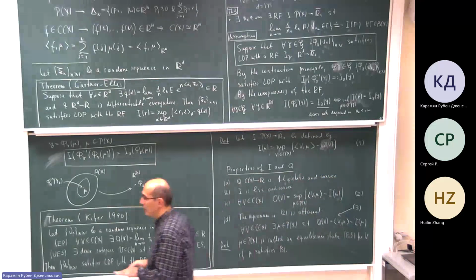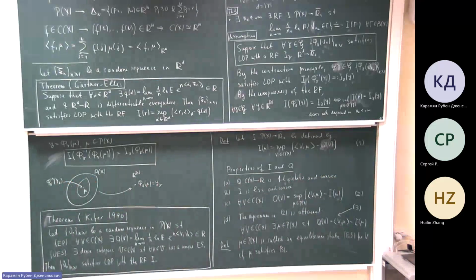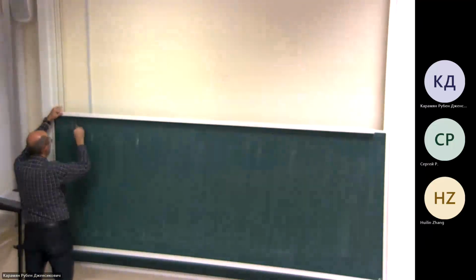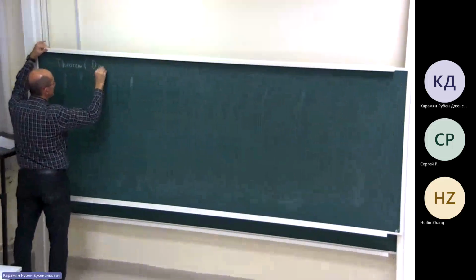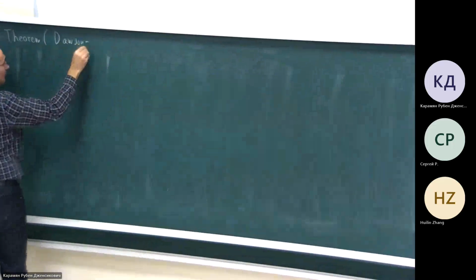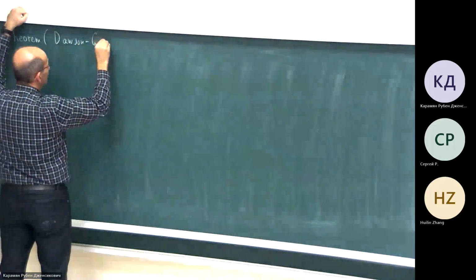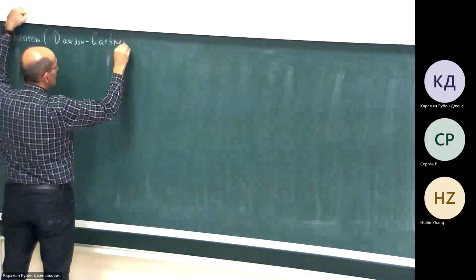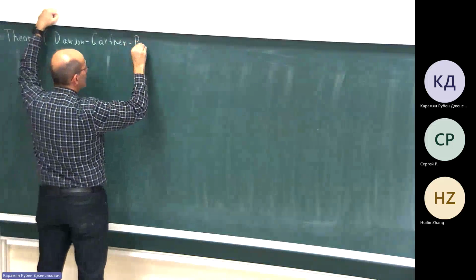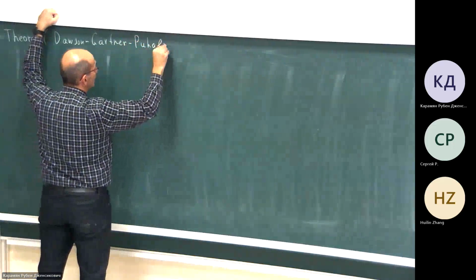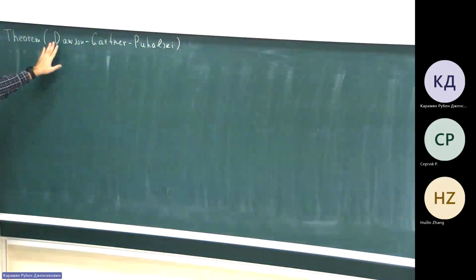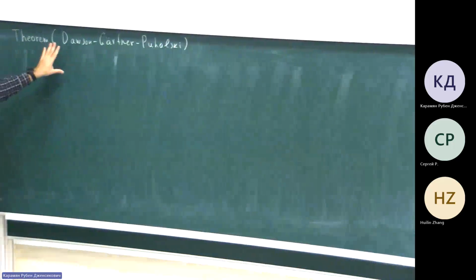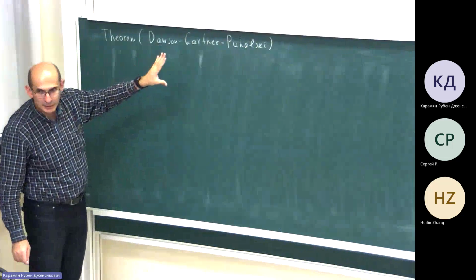Well, it turns out that this can be separated into two tasks. And the first theorem is a name. The first part is a name called Dawson-Gärtner, the same Gärtner, I believe. And I add here Puhalskii, because in the initial formulation of Dawson-Gärtner, the formulation is not easy. It involved the concept of projective limit.